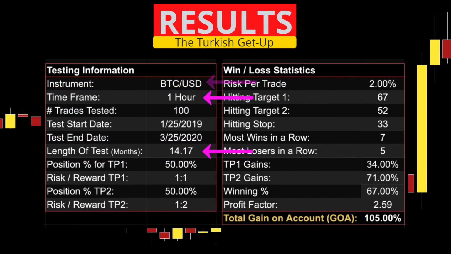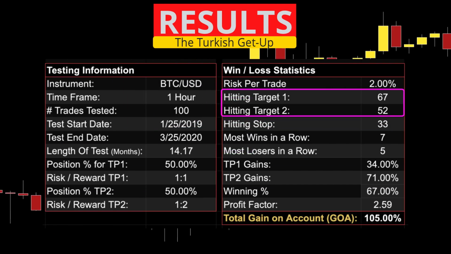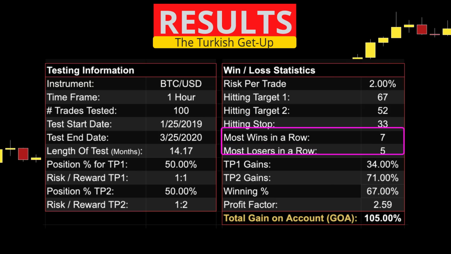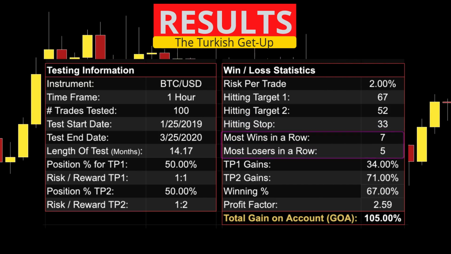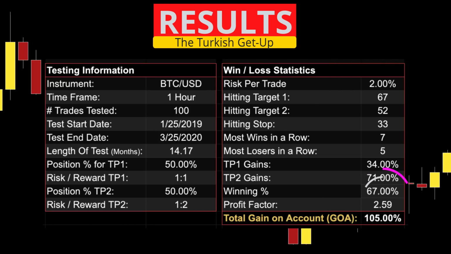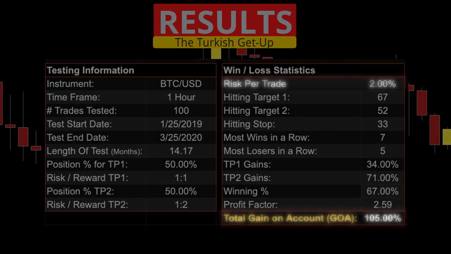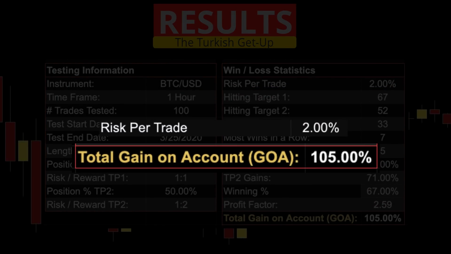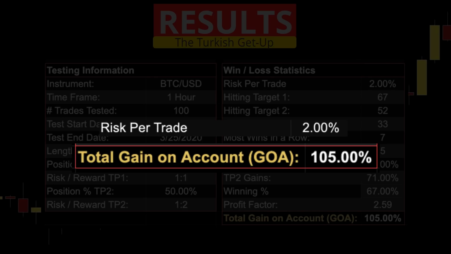It took 14 months to find the 100 trades, 67 hit target 1, and of those 67, 52 hit target 2. Most wins in a row turned out to be 7 and most consecutive losses was 5. This dataset produced a very nice 67% winning rate with a fantastic 2.59 profit factor. Total gross gain on account, taking every setup on the chart, risking 2% per trade, was exceptional at 105%.